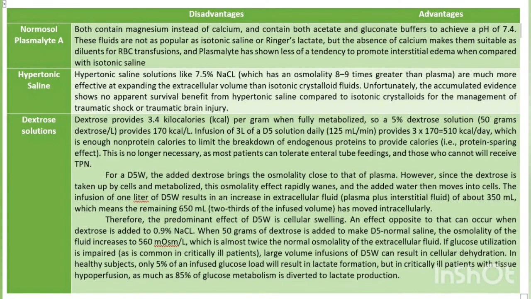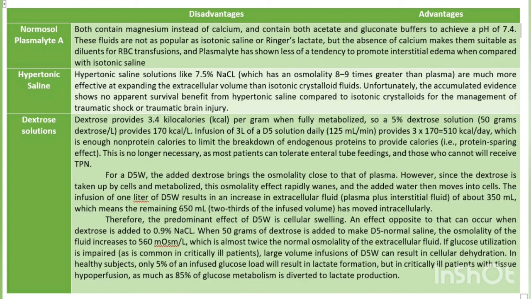For a D5W, that is 5% dextrose solution, the added dextrose brings the osmolality close to that of plasma. However, since the dextrose is taken up by cells and metabolized, this osmolality effect rapidly wanes, and the added water then moves into cells. Because without dextrose, the solution is more or less just water, and this is hypotonic, so it will move into the cells.